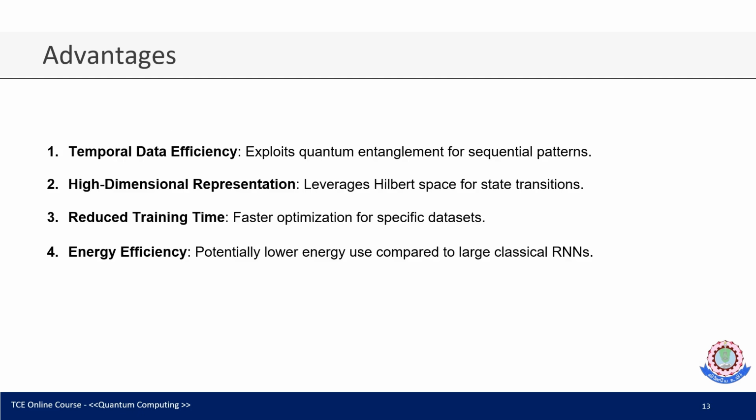Here we have different advantages: temporal data efficiency, high dimensional representation, reduced training time, and energy efficiency. For temporal data efficiency, we can align with quantum entanglement for sequential patterns. For high dimensional representation, we can use Hilbert space for state transitions. Reduced training time means faster optimization for specific datasets. Energy efficiency means lower energy use compared to large classical RNNs.